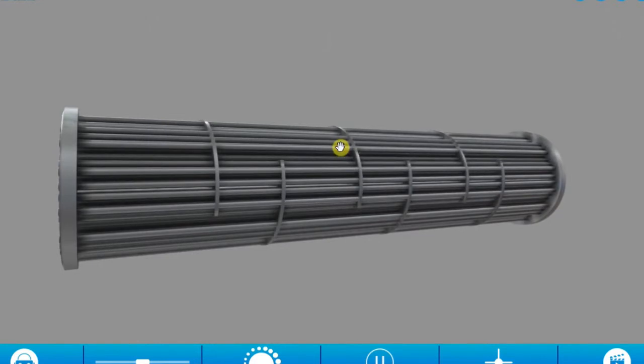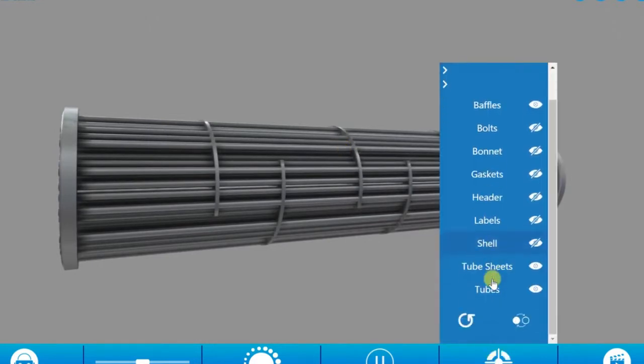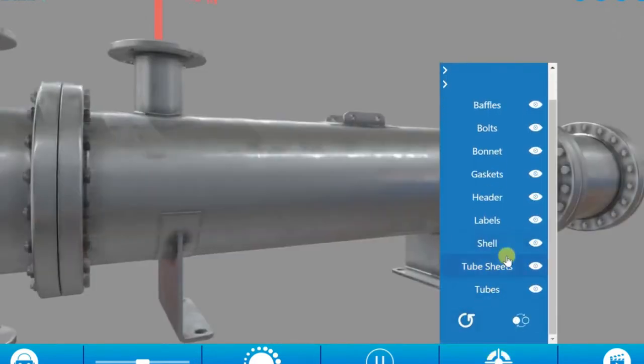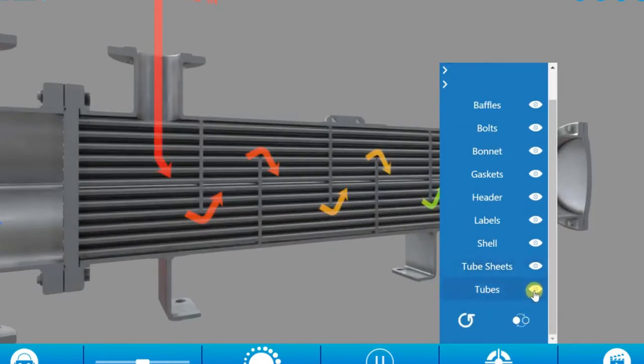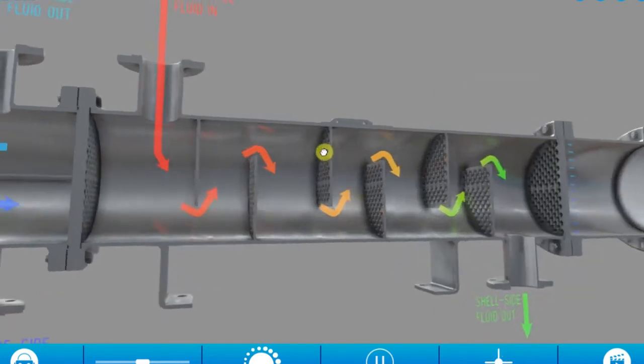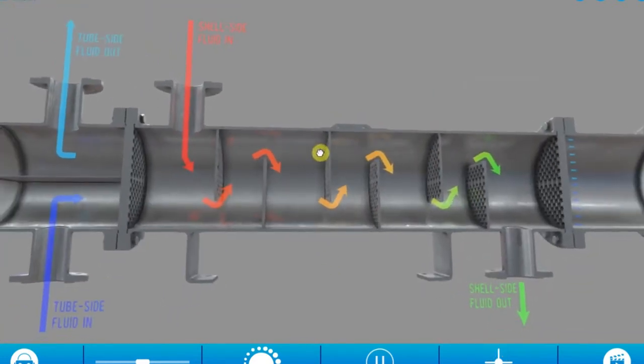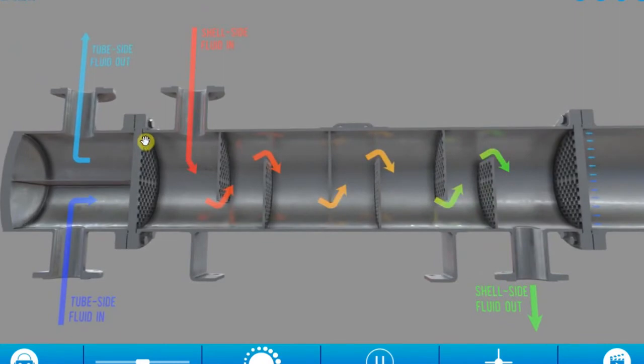Let's load up some parts now so we can have a look at the shell side fluid. Now we've already discussed the tubes, so I think we can remove those. And we can see now exactly what's happening with the shell side fluid. The shell side fluid is entering through here, it's going round the baffles, and then it is being discharged here.